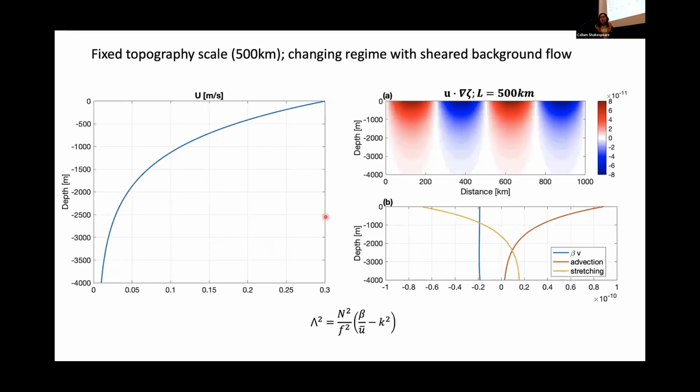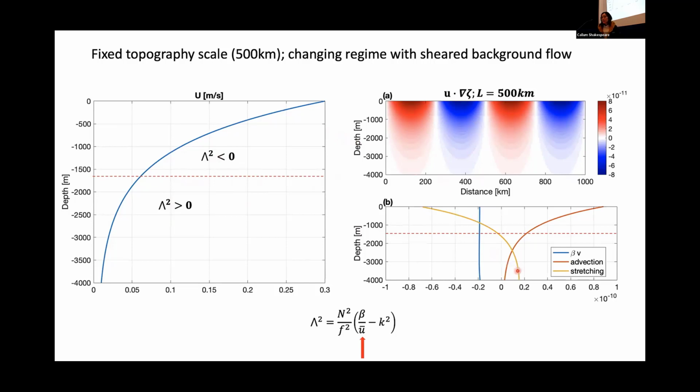And now we keep the topography scale the same and look at sheared background flow, which allows us to have two regimes in one water column by changing the background velocity. The left plot here is the velocity shear we use, and the right plot is when we insert this background velocity into our QG model, and we get this result of vorticity balance. The regime change happens around 1.5 kilometers. Lambda square becomes negative from positive because the subsurface velocity is larger.